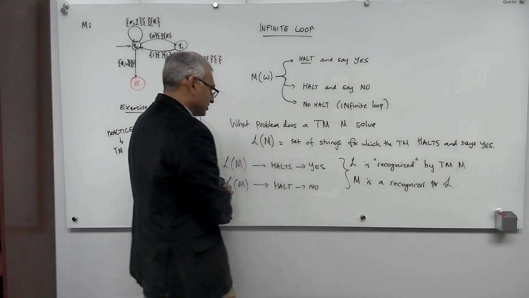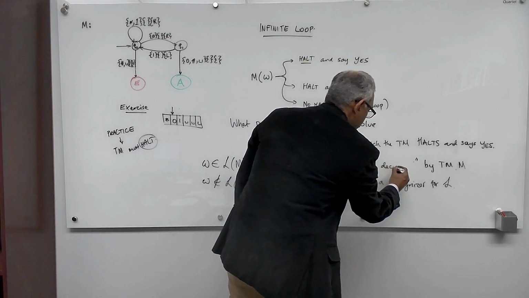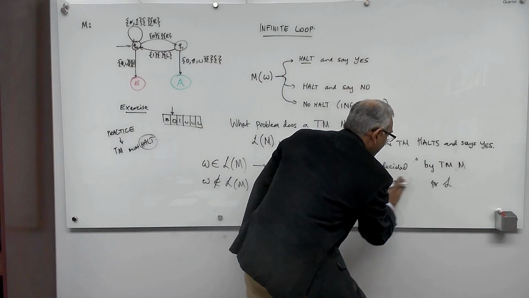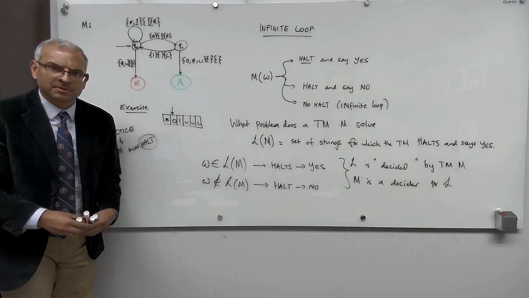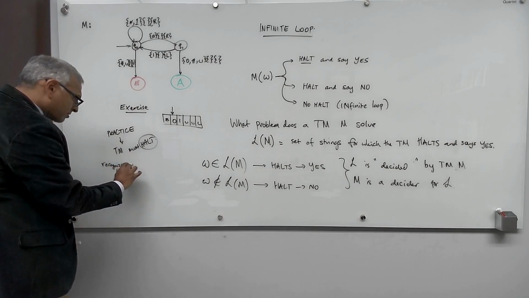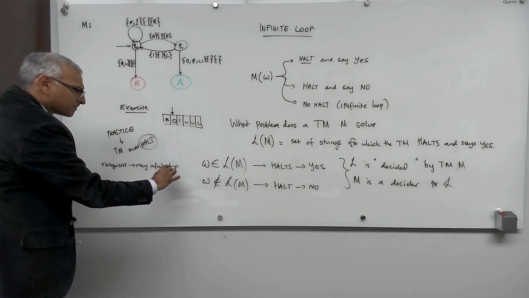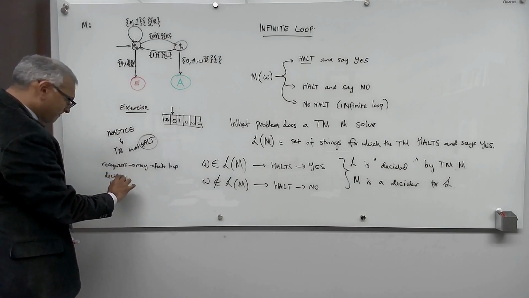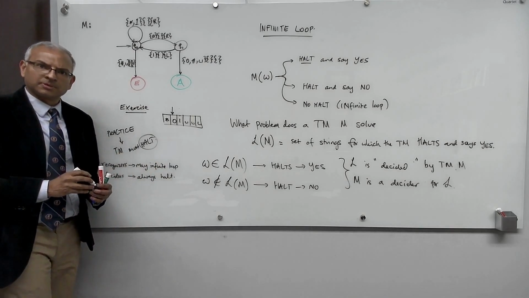So we say that the language L is decided by the Turing machine M, and we say that M is a decider for the language L. So recognizers may infinite loop. Deciders must always halt. Always halt. Okay.